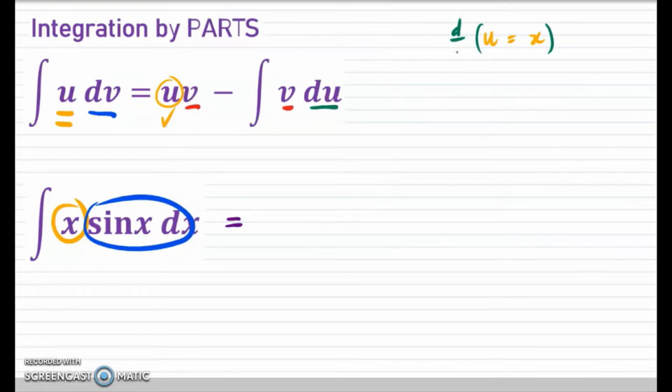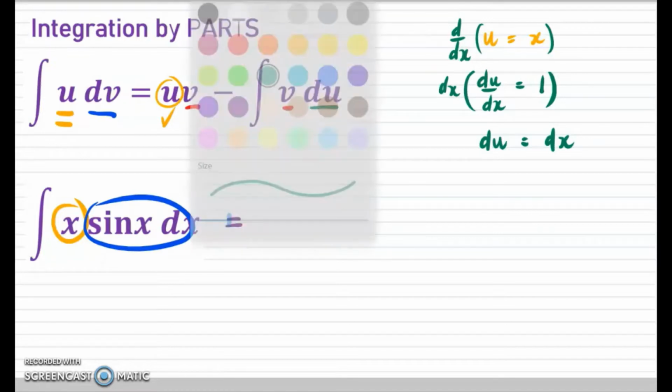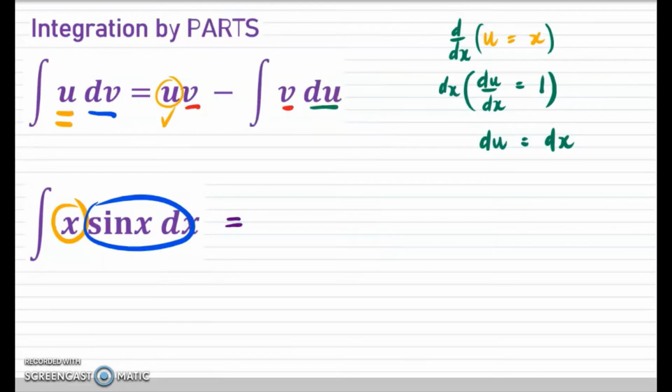Let's get the derivative with respect to x. That means we have du over dx is equal to the derivative of x with respect to x, which is 1, right? And then if we multiply both sides by dx, there we can find the du, which is equal to 1 dx or just the dx. And then the v will come from integrating the dv.